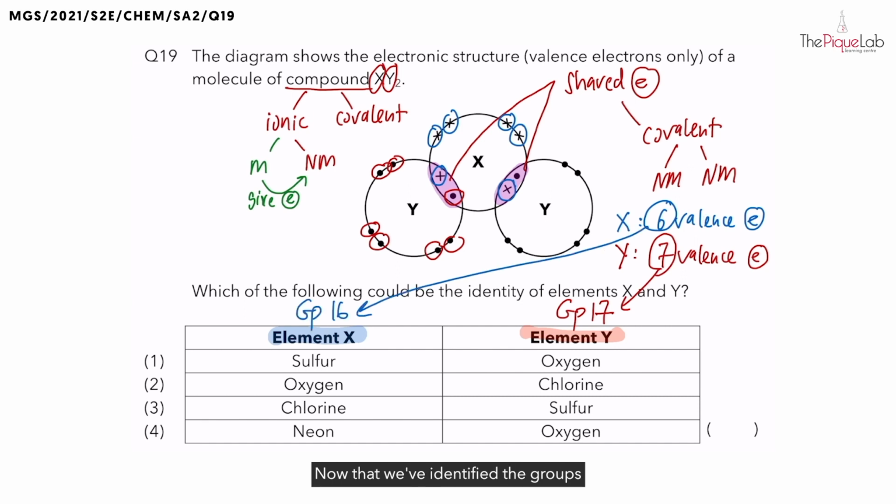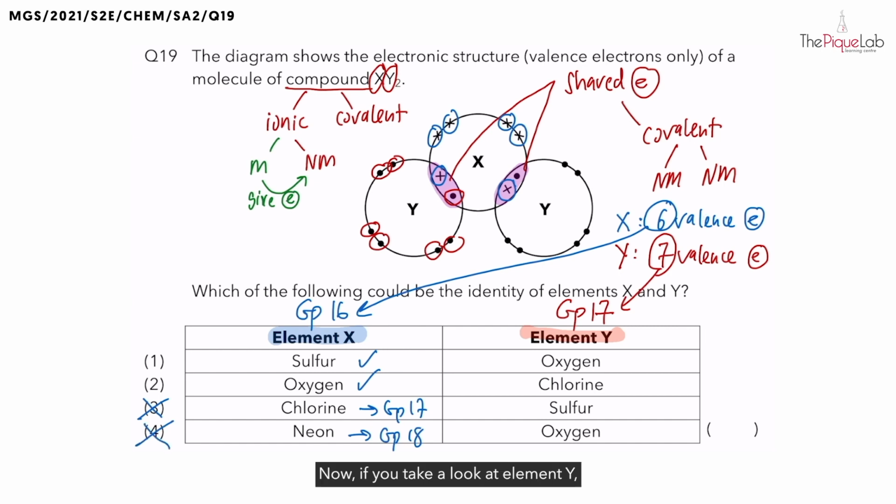Now that we've identified the groups that X and Y belong to, we can do some elimination. Now let me give you a moment to refer to your periodic table. If you need to pause the video here, you can do that. If you're back with your periodic table, which of the elements from this list are found in group 16? You have sulfur and oxygen. What about chlorine and neon? Chlorine is in group 17 and neon is in group 18, the noble gases. So in fact, we can eliminate options 3 and 4.